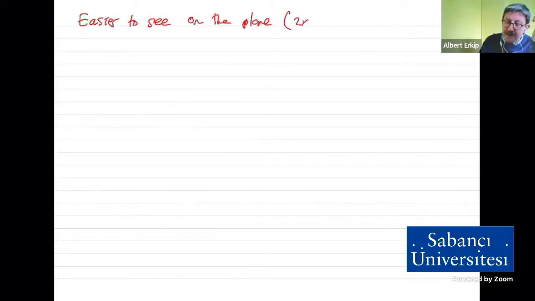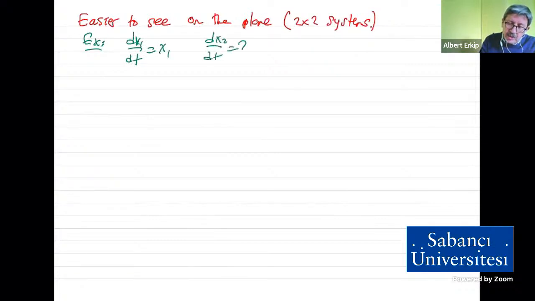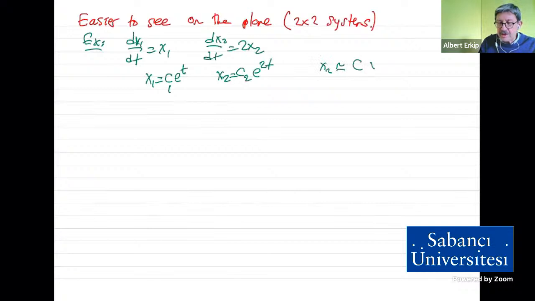So, 2x2 systems. And we had some examples. We had, for example, dx1/dt equals x1, dx2/dt equals 2x2. How did the curve look? Then it would say x1 equals c1 e to the t, and x2 is c2 e to the 2t. And if you look, x2 is some constant times x1 squared.